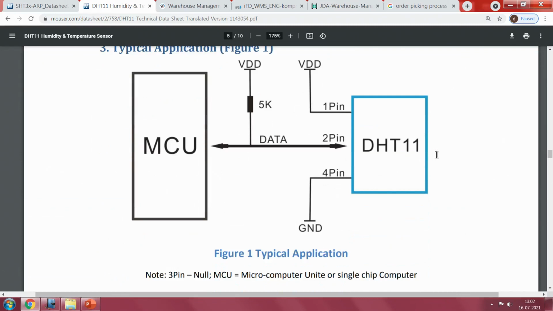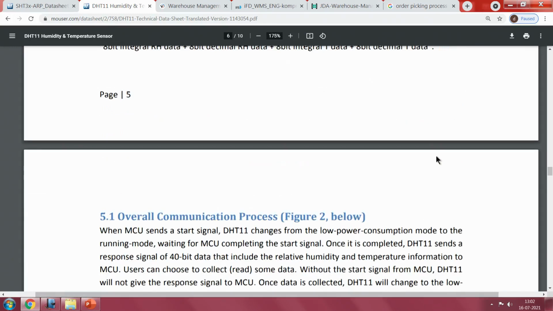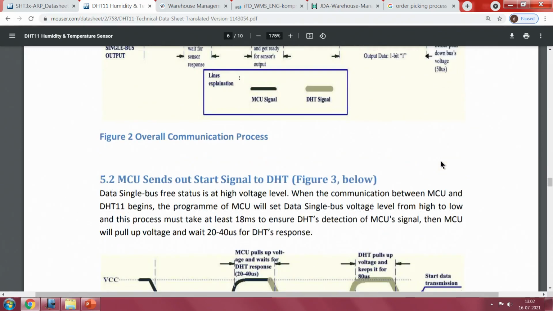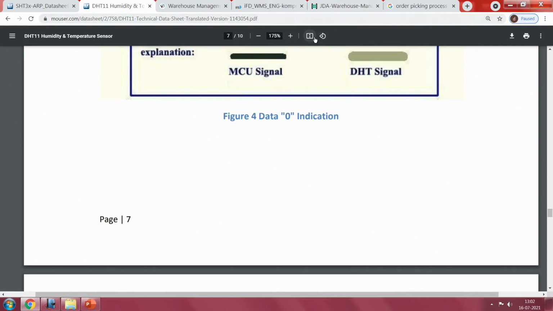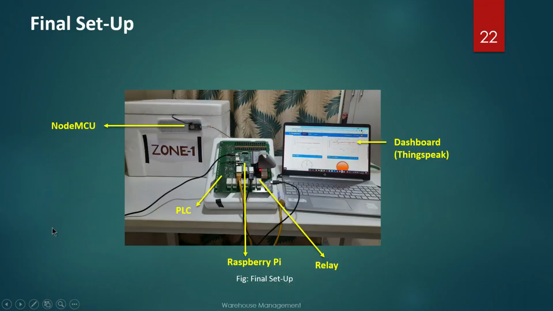How to interface a DHT11 is also mentioned here. Okay. Typical application, and the timing related information is also mentioned. So given these two data sheets, now let us go back and look at what they did. They also tried, as I mentioned, DHT22, which is something which can be interfaced easily to Node MCU, and here is the final setup that they show.